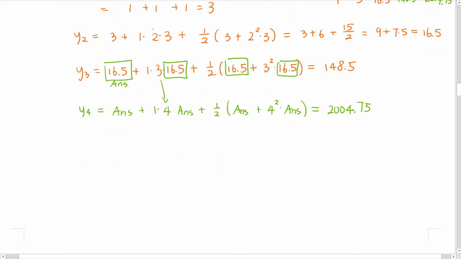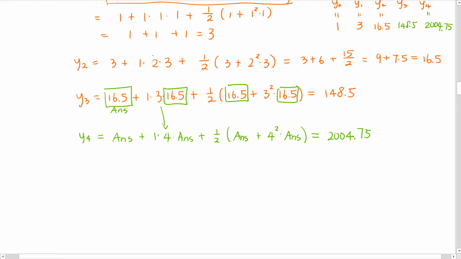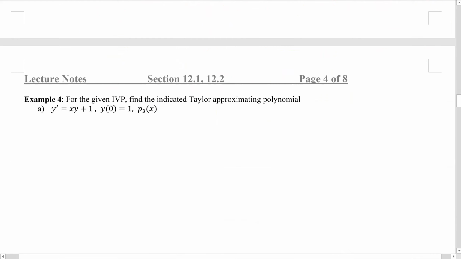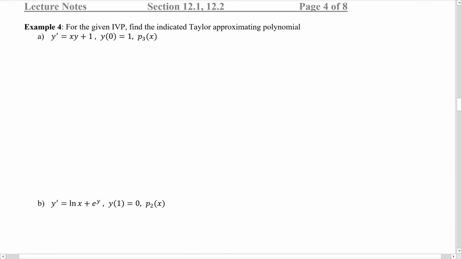So later on, we can use MATLAB to show you the difference between the Euler's method and the modified Euler's method, and how accurate they are. Okay, example 4. For the given initial value problem, find the indicated Taylor approximating polynomials. Okay, so how do we find that?